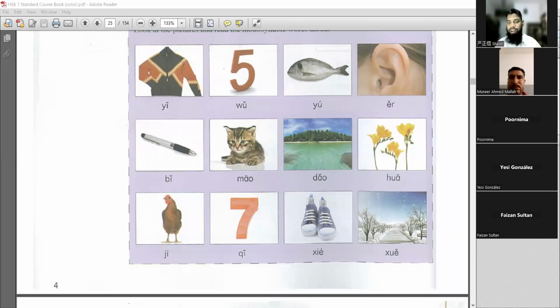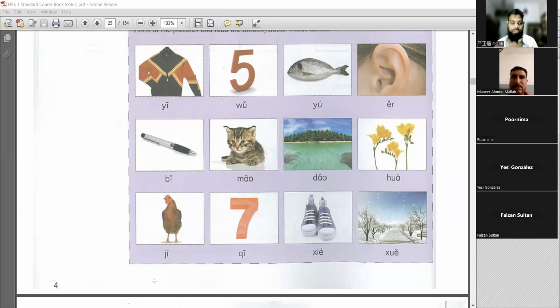And then we have er, er means ear. And then we have bi, bi means a pen. And then we have Mao, the word Mao means a cat in Chinese. And then we have Dao, so Dao is an island in Chinese. And then we have Hua, so this Hua means a flower.